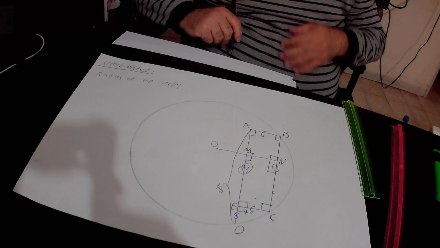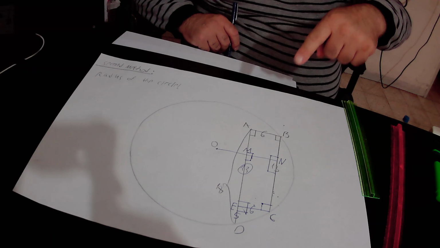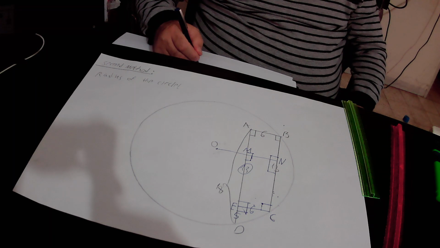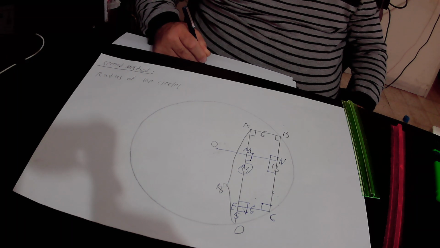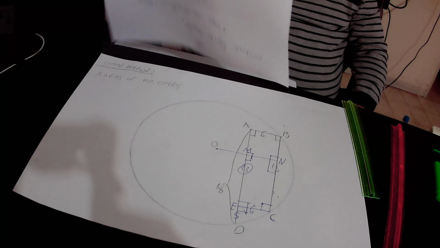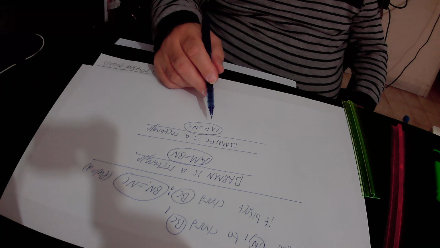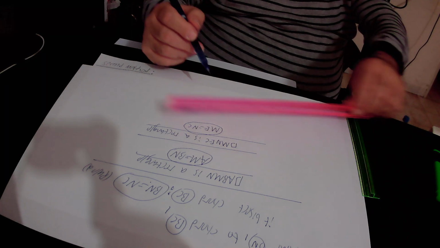But we also know that the opposite sides of a rectangle are equal to each other. That is to say, ME equals NC. Again, according to the rule that the opposite sides of a rectangle are equal to each other, in rectangle MNEC, ME equals NC.